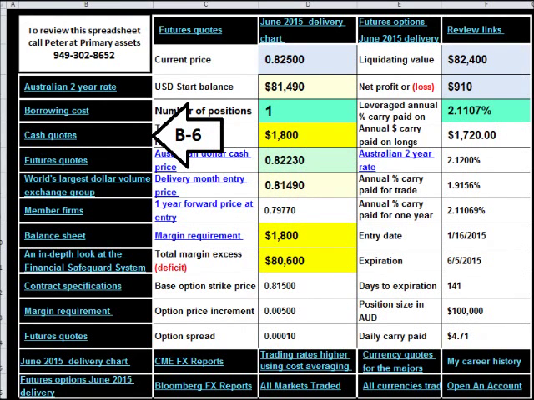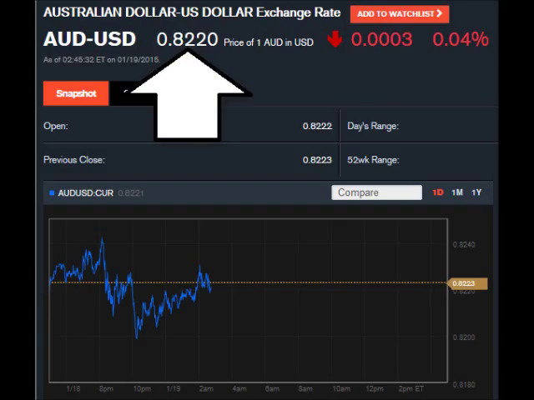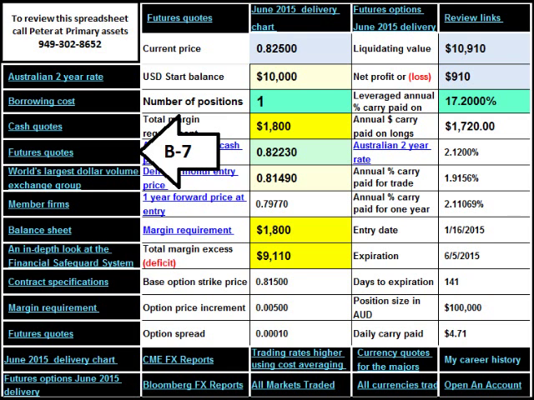The next thing I'm going to do is check my cash quotes. Using the spreadsheet, cell B6, click on Cash Quotes. Bloomberg cash quotes will come up. In this case, we're looking at 0.8220. Again, 0.8220.